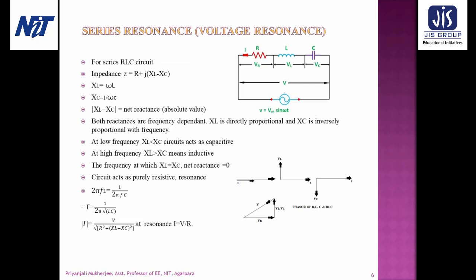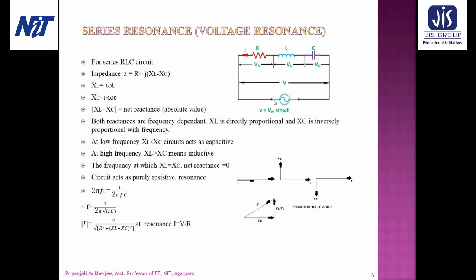Now, for the series resonance, we have to consider a series RLC circuit, which is also known as the voltage resonance. And in series RLC circuit, the R, L and C are connected with a variable frequency supply V, and the current I is flowing through the circuit. The drop across the resistance is VR, the drop across the inductor is VL, and drop across capacitance is VC.